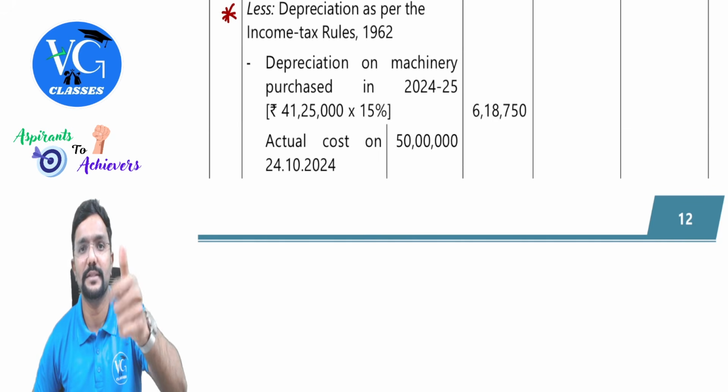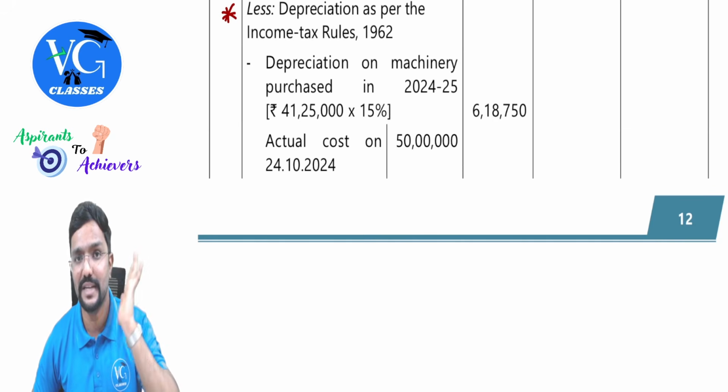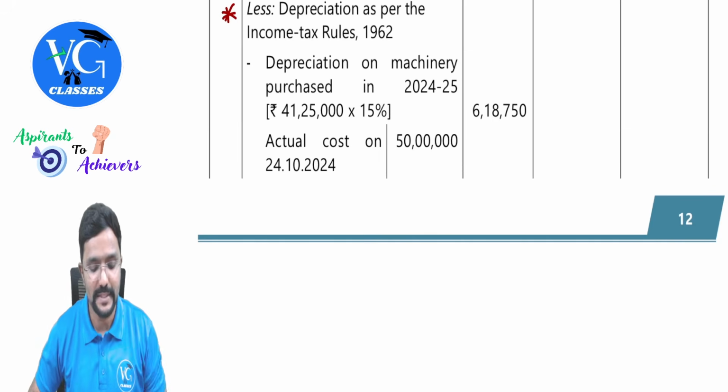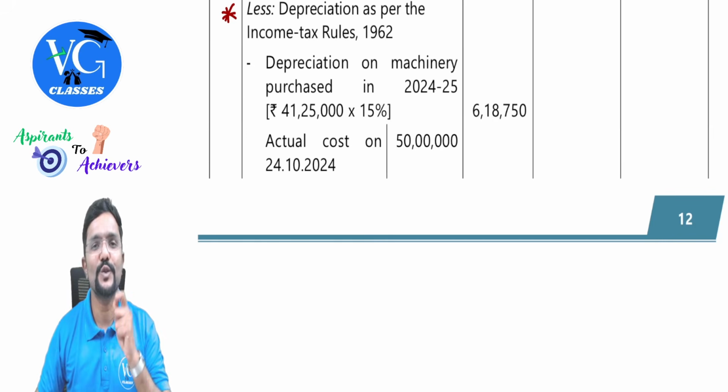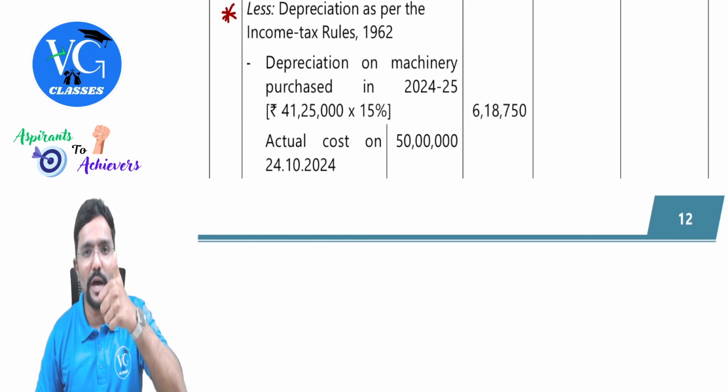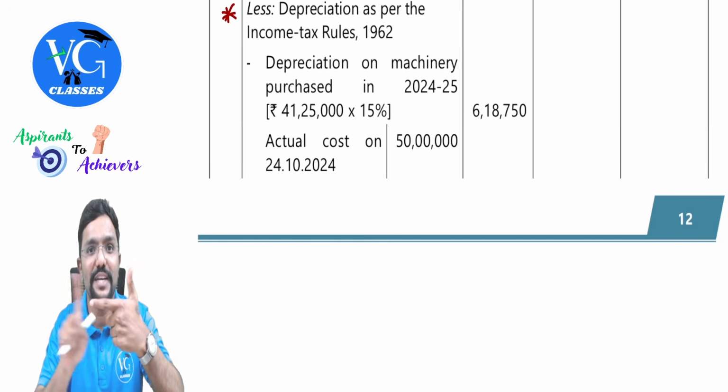Correct? Yes. On or after 4th October. Hope you remember the date, 4th October. So it is after 4th October, so it is less than 180 days. Yes. So last year they would have claimed a normal depreciation as well as additional depreciation.